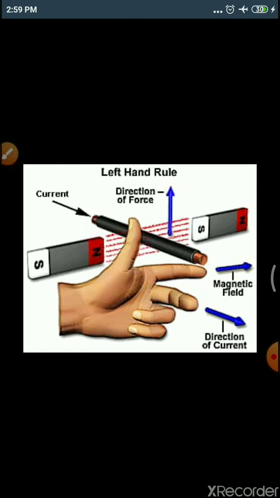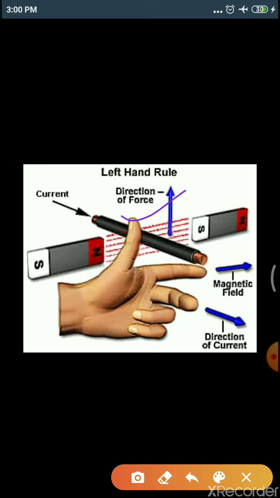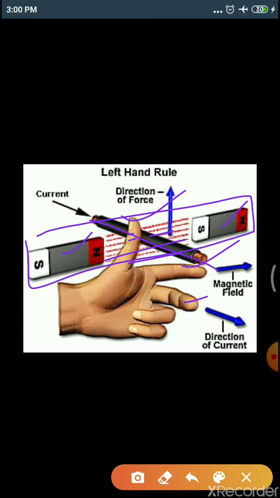Okay, take your left hand and the first three fingers: thumb, forefinger and middle finger. Stretch these three fingers perpendicular to each other. In this setup you can observe this is the magnet. Whatever red color lines are there, those are your magnetic field, and black color is the current carrying conductor placed there. Then force will be exerted here. That can be said by your left hand rule.